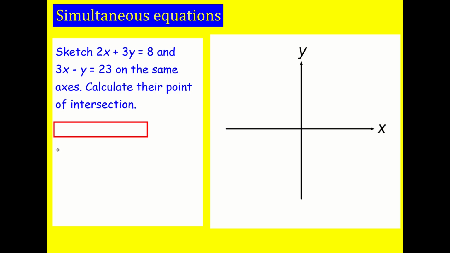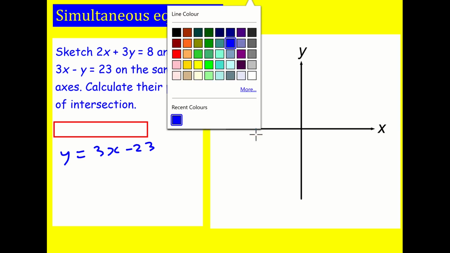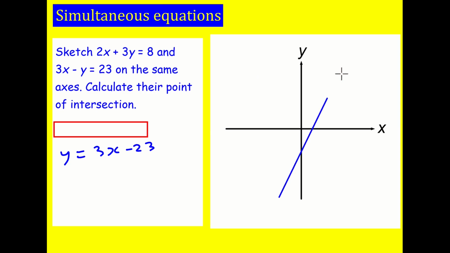To be able to sketch it easily, we could write it in the form y equals mx plus c. I'm going to do the bottom one to start with. It's going to be y equals 3x minus 23. This is all right to sketch. It's going to have an intercept of minus 23. It's going to look a bit like that. It's only a sketch, remember, it doesn't have to be perfect. I might add on the minus 23. I'm not going to worry about solving an equation to work out the x-intercept. I just wanted the general idea.